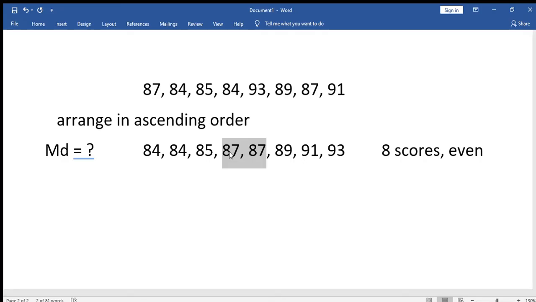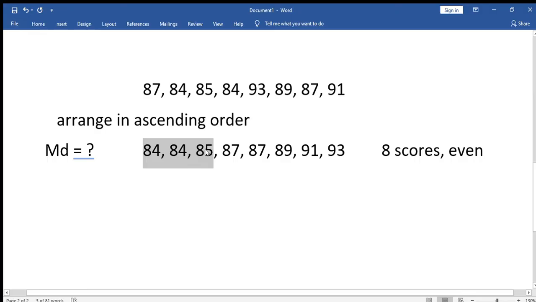Again, if you want to find out whether they are the middlemost scores, the number of scores found at the left side and at the right side should always be proportionate. So there are three scores preceding your first 87, then there are also three scores succeeding your other score, which is also 87.